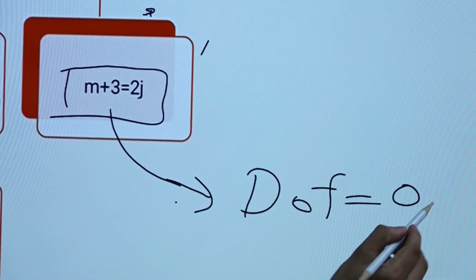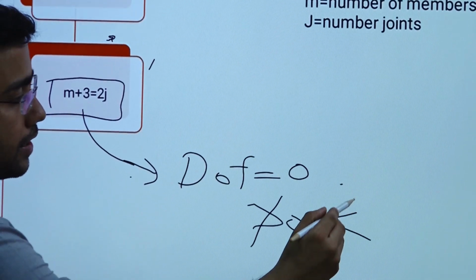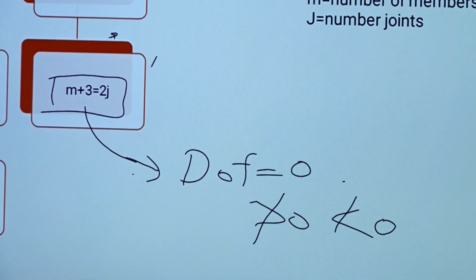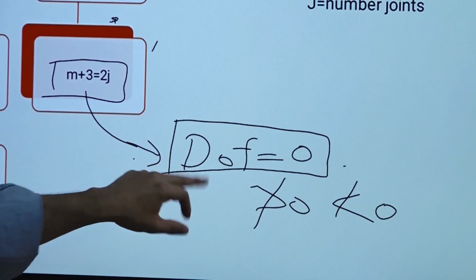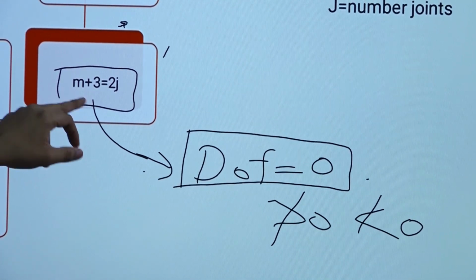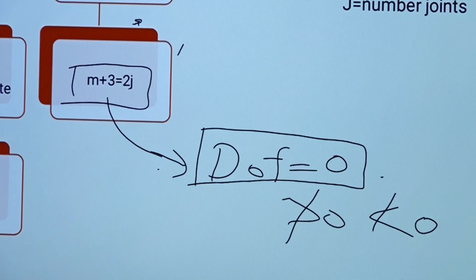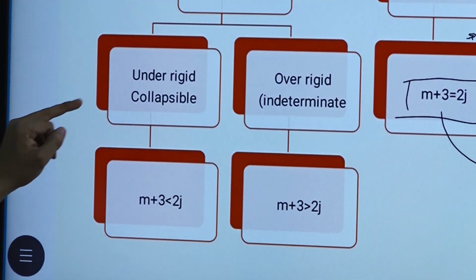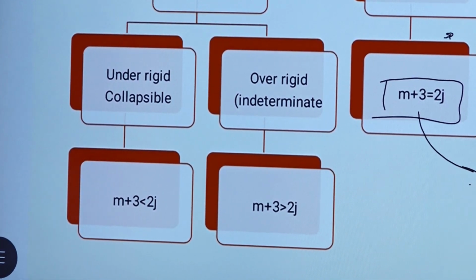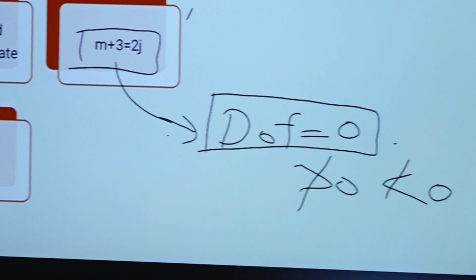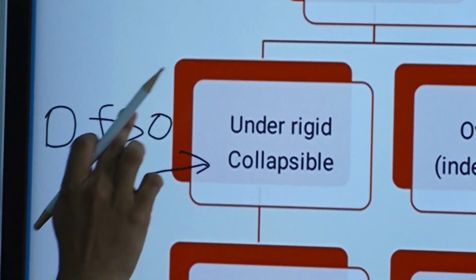It won't be greater than 0, it won't be less than 0, right? It should follow only this term, and the degree of freedom is equal to 0 when we have m plus 3 is equal to 2j. So these are the perfect trusses. Now we will see imperfect trusses. In imperfect trusses we have under rigid and over rigid. What is under rigid? In which we have degree of freedom more than 0, right?